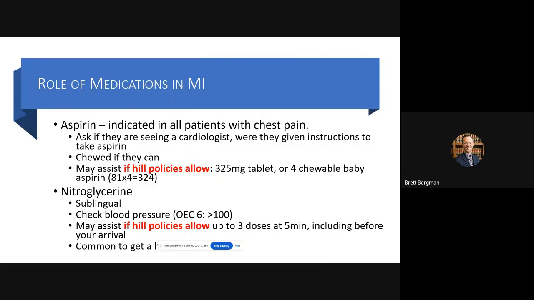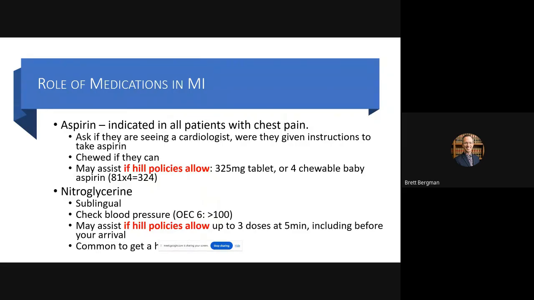And if you suspect that a patient's having a heart attack, they may have already been seen by a cardiologist. They might be given instructions to take aspirin. OEC6 says that you can assist if your local area protocols allow for that. The ideal thing for aspirin is that it's chewed. You don't want the coated tablets swallowed because those take a while to get into the system. So even if they have non-chewable aspirin, you can still chew it.